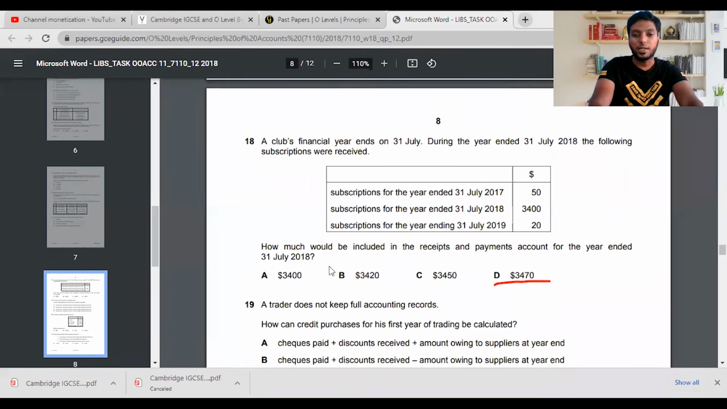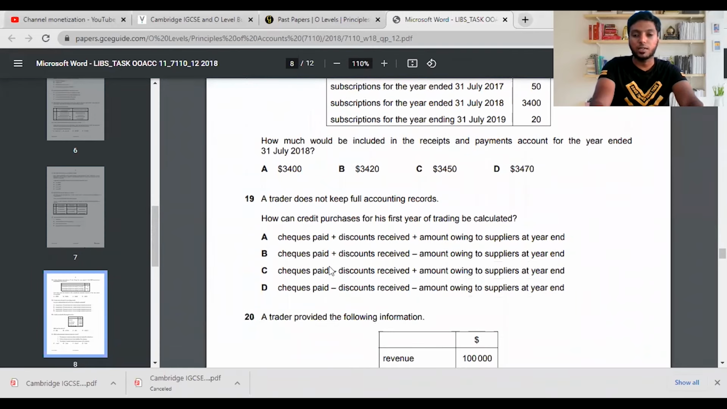What do we have? A trader does not keep full accounting records. How can credit purchases for his first year of trading be calculated? So he doesn't have any accounting records. Now, how do you take credit purchases in the first year when you are calculating the transactions? Cheques paid plus discount received plus amounts owing to suppliers at the year end. Cheques paid plus discount received minus amounts owing to suppliers at year end. Cheques paid minus discount received plus amounts owing to suppliers at the year end. Cheques paid minus discount received minus amounts owing to suppliers at the year end.